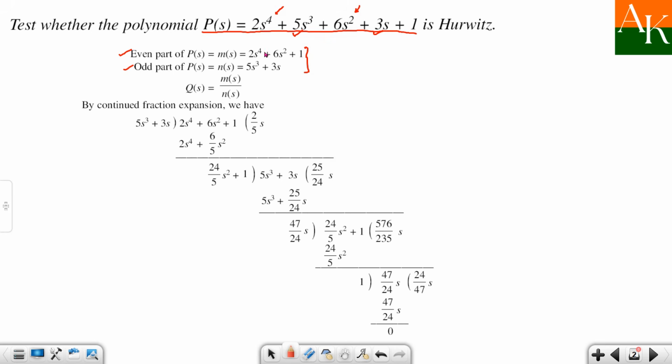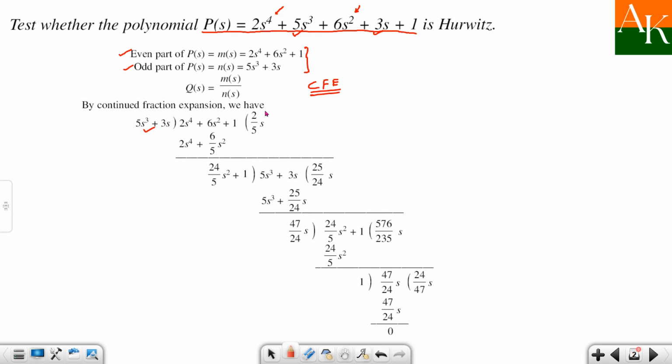Now the highest order is for the even part. So you have to do the continued fraction expansion, which we can give the acronym CFE, for M of S and N of S. So M of S will be the dividend and 5s cube plus 3s will be the divisor. So it is written like this.